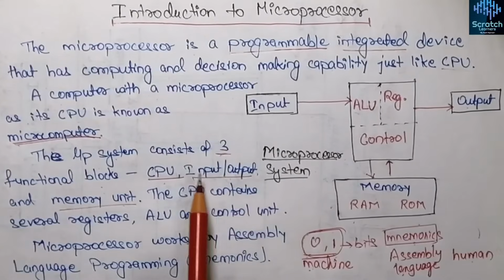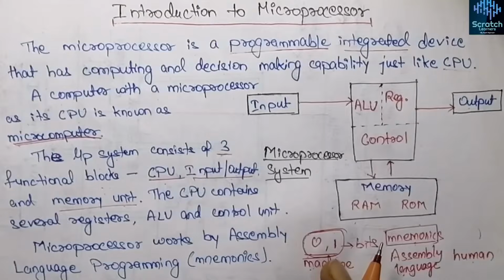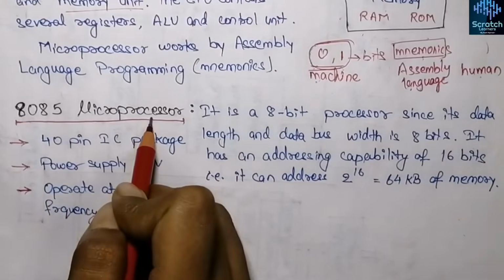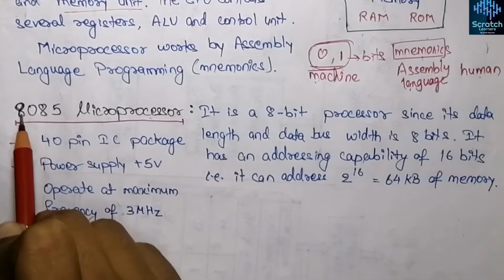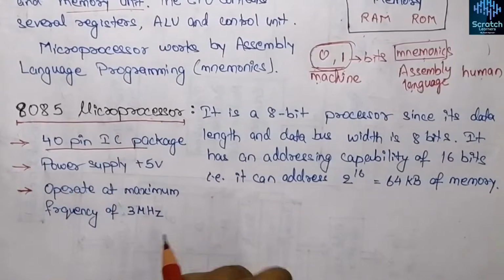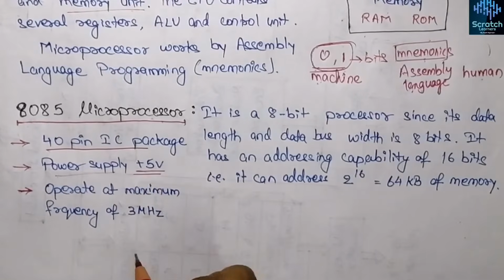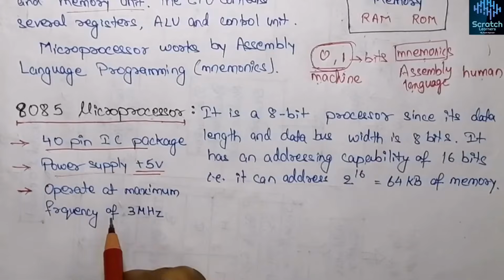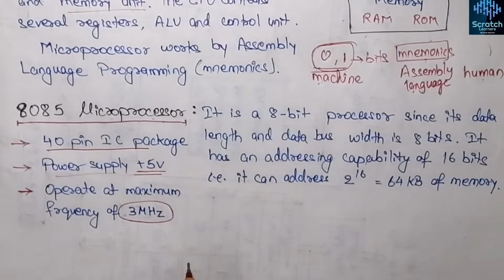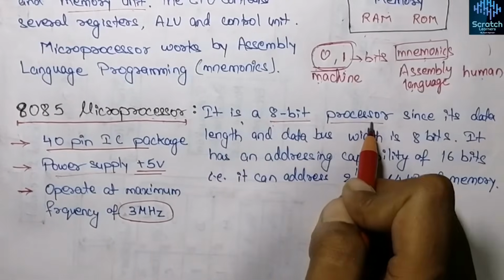So I think now you have a brief idea about the microprocessor. Now let's discuss the 8085 microprocessor. So what is the 8085 microprocessor? The Intel 8085 microprocessor is a 40-pin IC, and it uses a power supply of 5 volts. It can run at a maximum frequency of 3 MHz. The 8085 microprocessor is an 8-bit microprocessor.